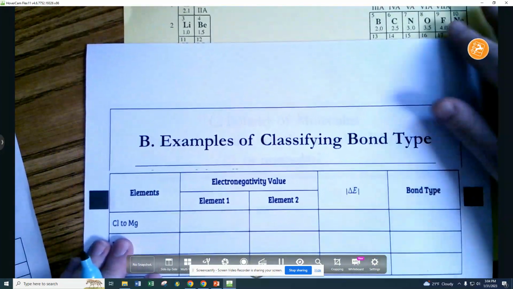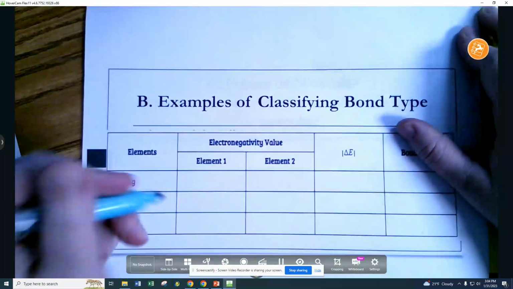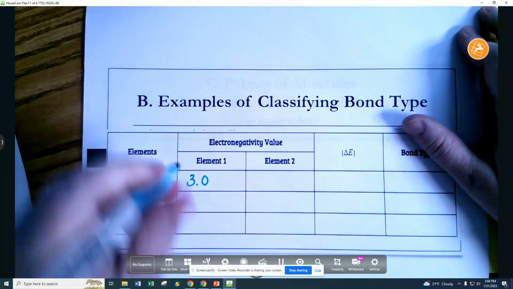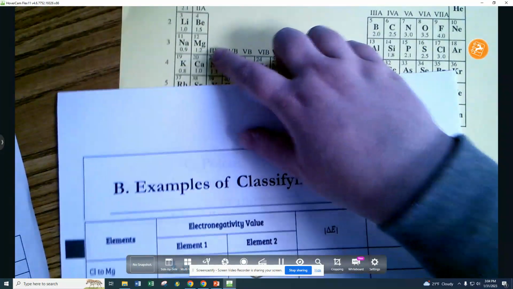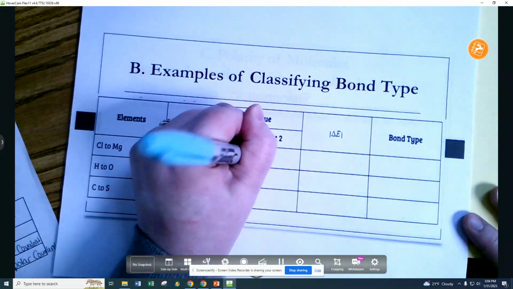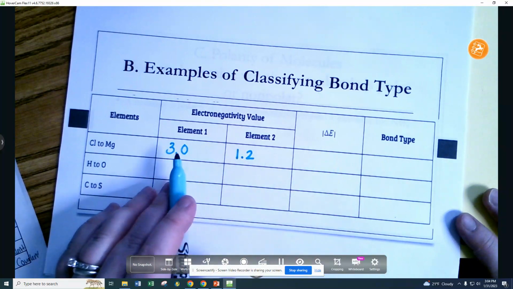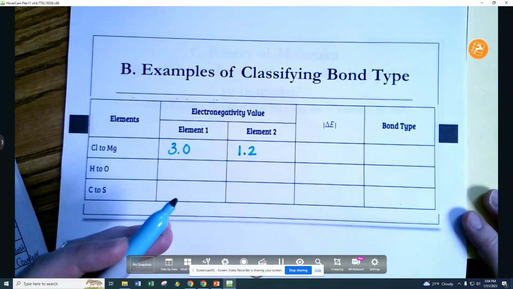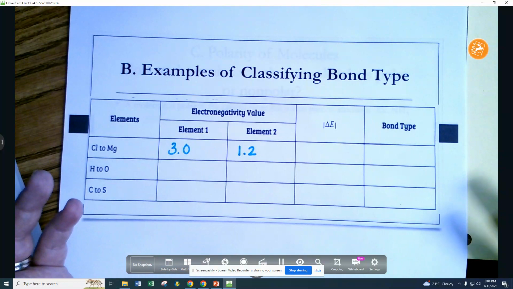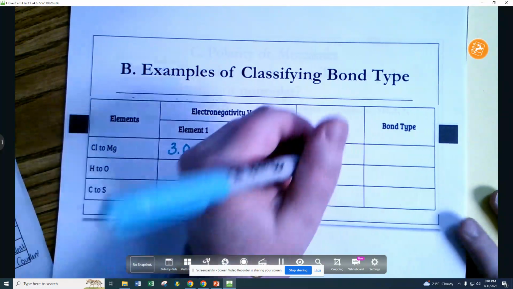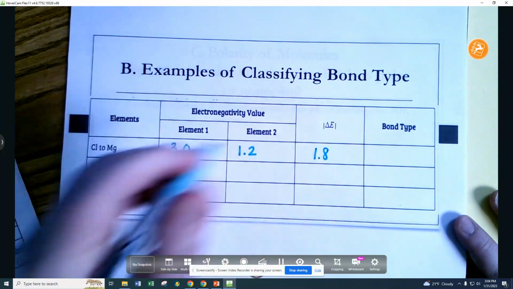Knowing that chlorine has an electronegativity of 3.0, and magnesium is over here at 1.2, when we go to find our difference, again, you can just take the smallest from the largest. If you don't do that and you get a negative, just make it a positive. So what we get here is 1.8.